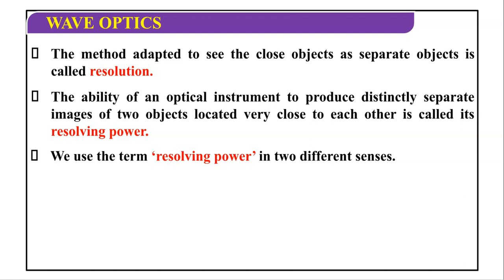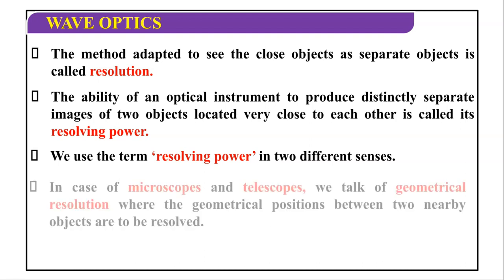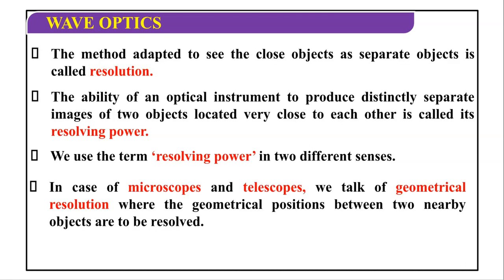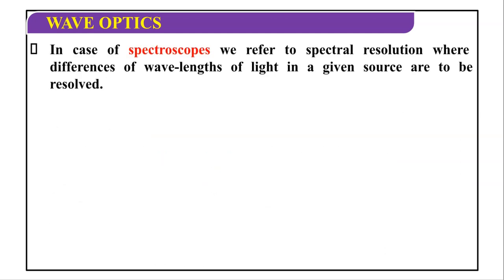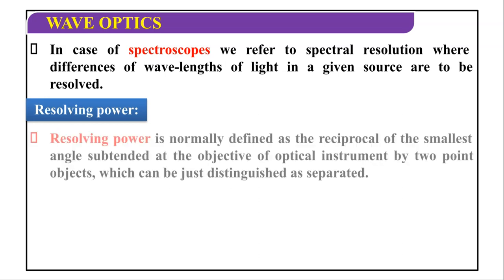We use the term resolving in different senses. First, in the case of a microscope and telescope, we take geometrical resolution, where the geometrical position of two nearby objects is resolved. In the case of a spectroscope, we refer to spectral resolution, where differences of wavelength of light in a given source are to be resolved.